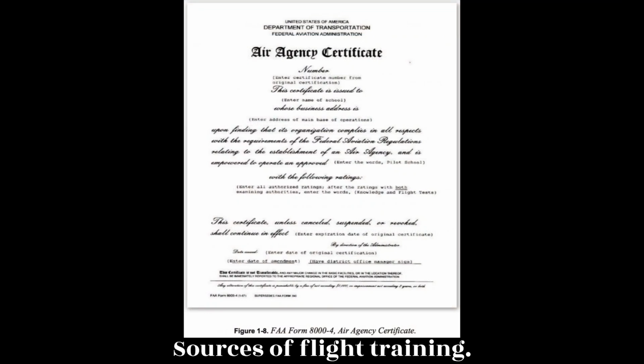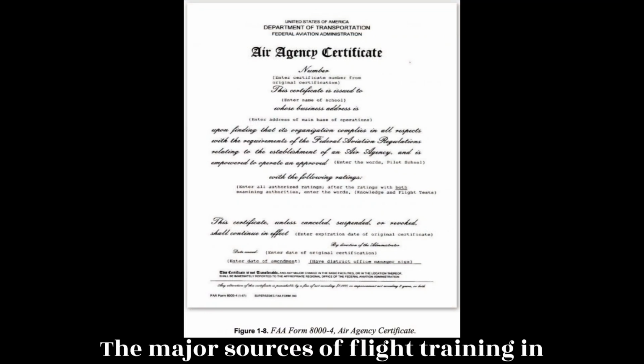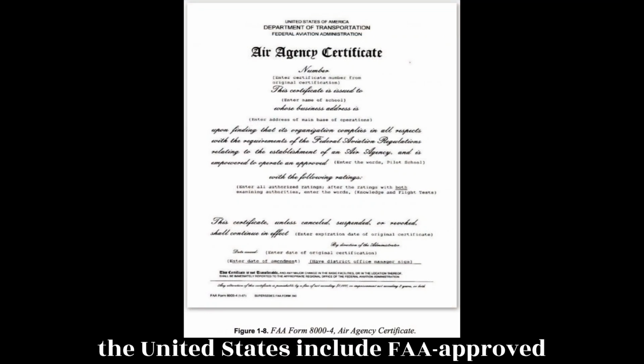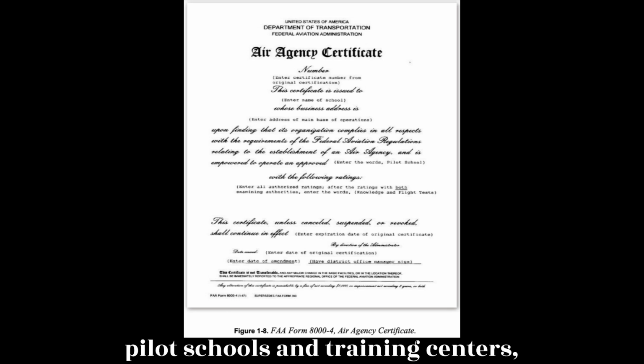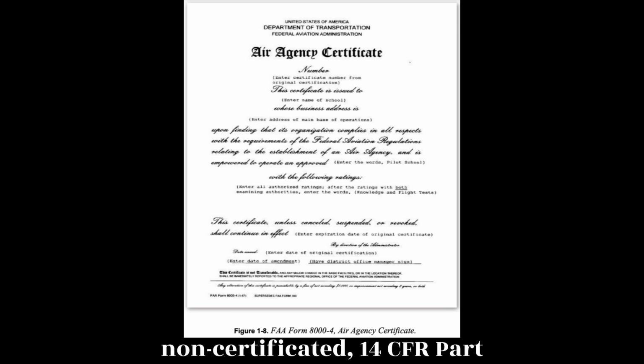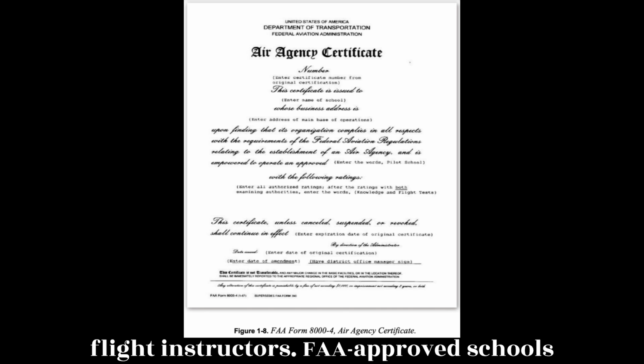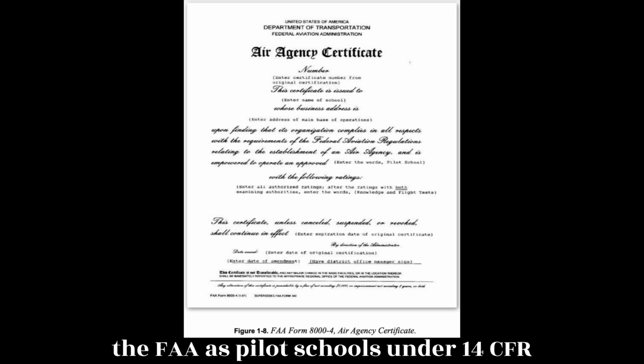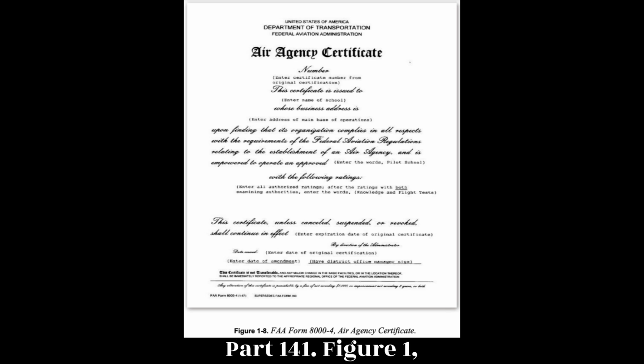Sources of flight training. The major sources of flight training in the United States include FAA-approved pilot schools and training centers, non-certificated 14 CFR Part 61 flying schools, and independent flight instructors. FAA-approved schools are those flight schools certificated by the FAA as pilot schools under 14 CFR Part 141.